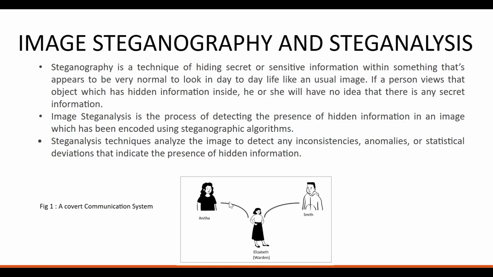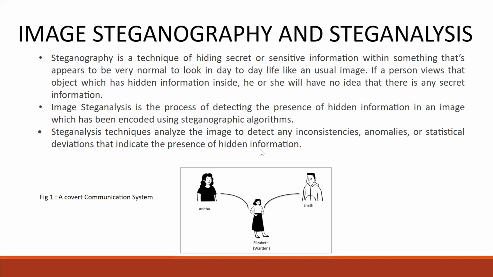So yeah, there are two types of steganalysis: one is active steganalysis and the other is passive steganalysis. To understand this concept, we need to imagine a particular situation. This is the situation of a covert communication process. Here, Anita and Smith are the two prisoners, while Elizabeth is the warden. Anita and Smith decide to communicate without speaking or writing, using steganography. Anita wants to send a message to Smith, but the warden, Elizabeth, intercepts the image in between.